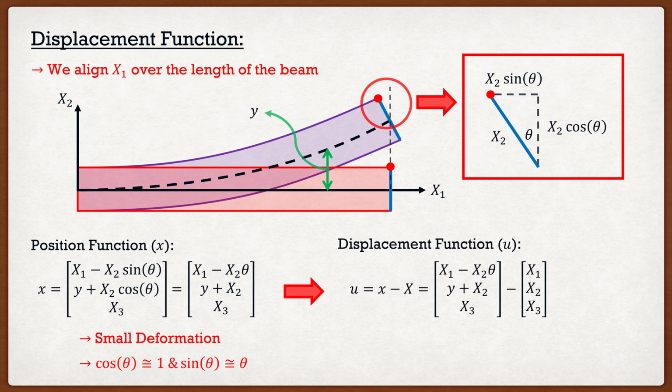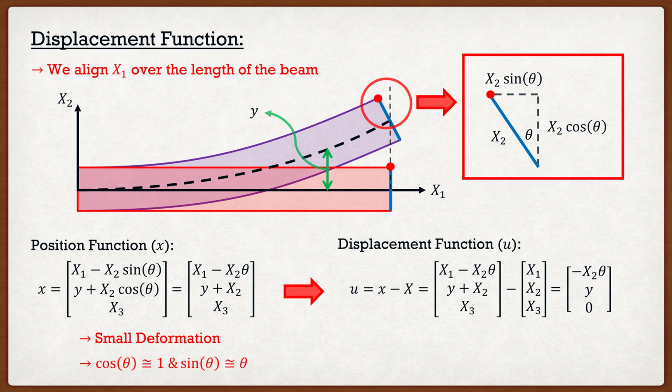From here, we can start figuring out what our displacement function is. Again, our displacement function u is just going to be small x minus big X. Therefore, it's x1 minus x2 times theta, minus x1. If we do that, we easily see that we just get minus x2 times theta. Similarly, for the second component, we have y plus x2 minus x2, which just leaves us with y. And then we have x3 minus x3, which is going to be 0. All right, so there's that 0 many of you were expecting. And this is going to be the basis for how we find our strain tensor.